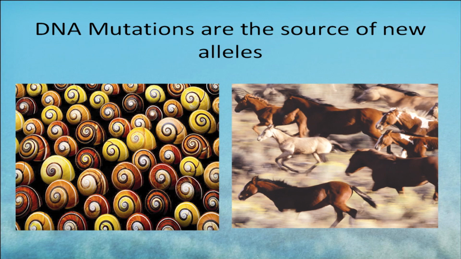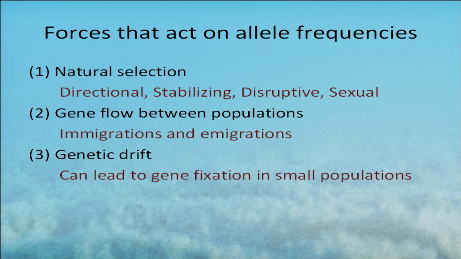Now, at this point, you may be wondering, hey, I thought natural selection caused new alleles. That's a common mistake. Lots of people think that, but that's not true. Natural selection is only going to act on the alleles in front of them. They're not actually going to create new ones. Only DNA mutations can do that. But assuming that we actually have some new alleles, let's take a look at the forces that might act on them once they get into a species.